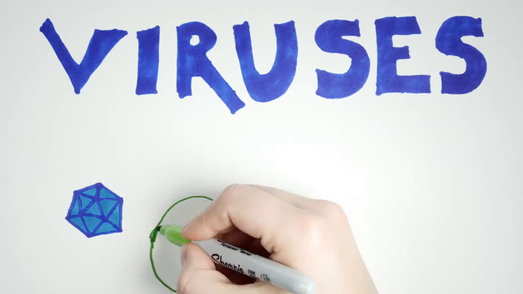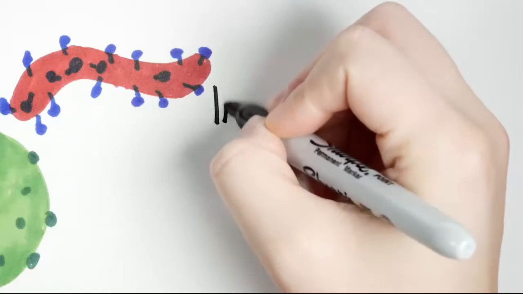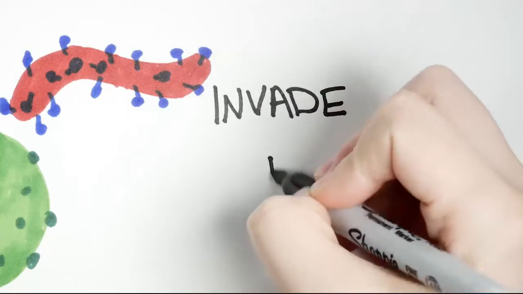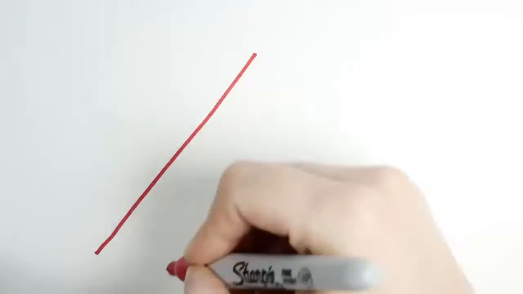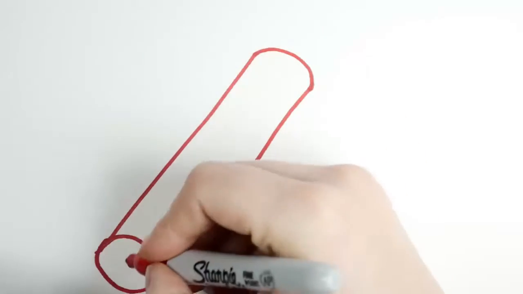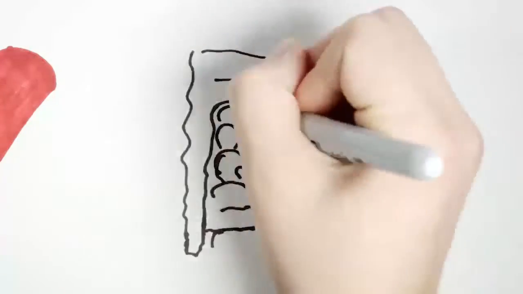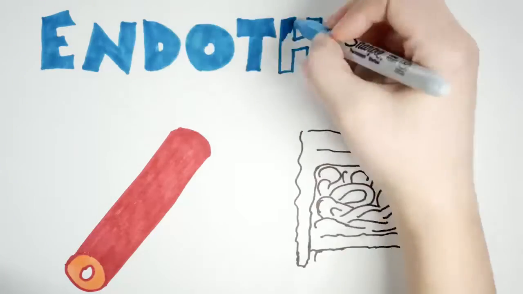Viruses are tiny parasites that invade host cells and co-opt them in order to reproduce. How do they do this? Imagine the cells that line your blood vessels or your intestines. These cells are called endothelial cells.